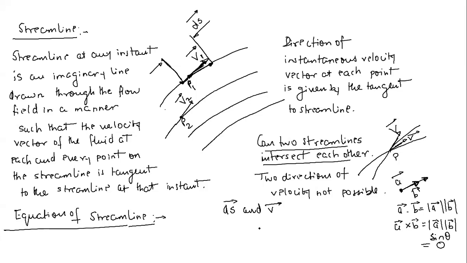Now you can tell me what the equation for a streamline should be. I have taken an infinitesimally small length around this point P1, so ds vector and v vector both exist in the same direction at that point. So v vector cross ds vector is equal to 0. This is the equation for a streamline. Now let us convert it to a three-dimensional coordinate system and simplify this.